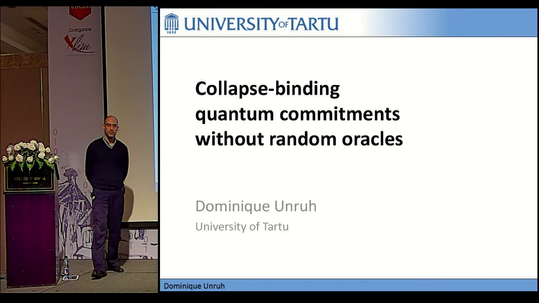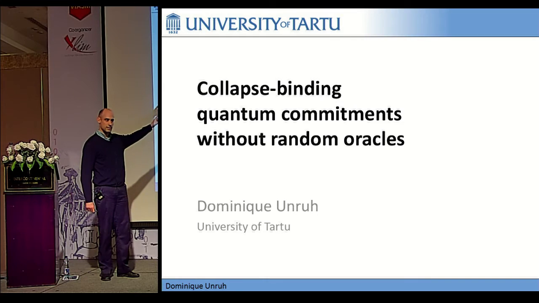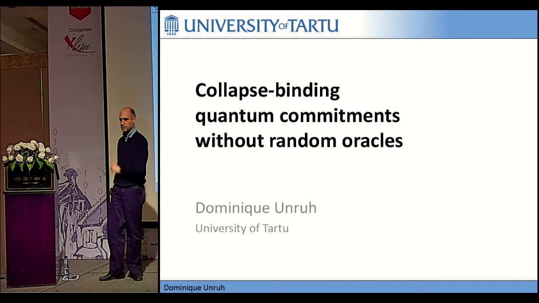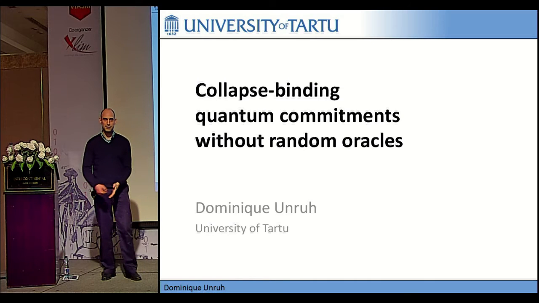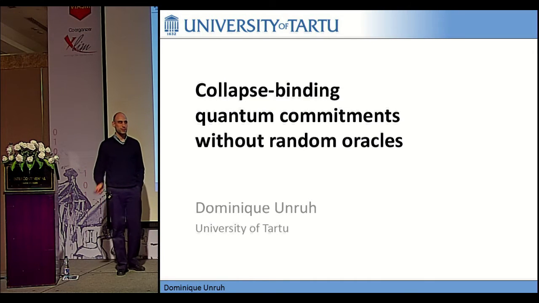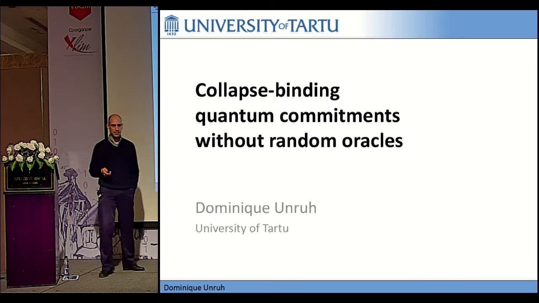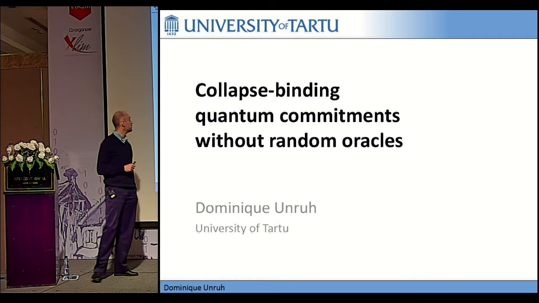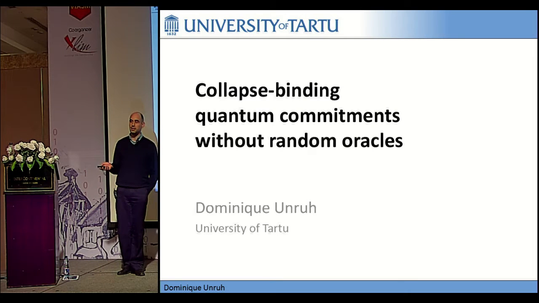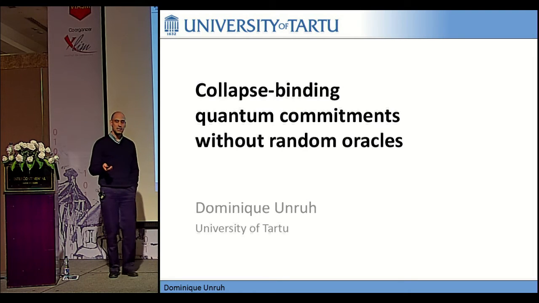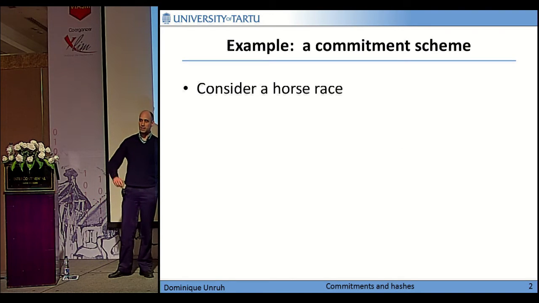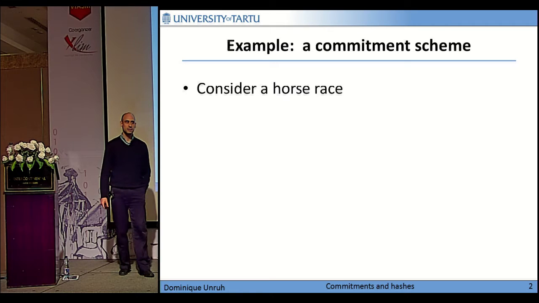Okay, my apologies for the delay. Some of the appearings of text will be in the wrong order because this is not PowerPoint on this laptop, but it should be all understandable anyway. I'm going to talk about collapse binding quantum commitments without random oracles. If you don't know what collapse binding commitments are, that's not a problem. I will start by motivating them and telling you why we have them.